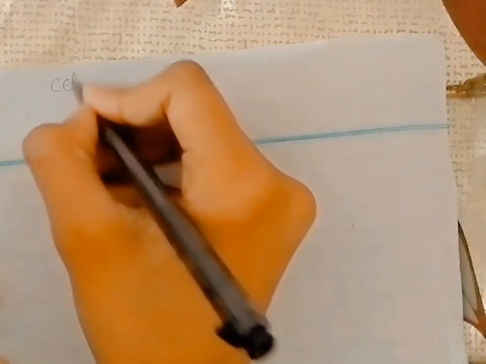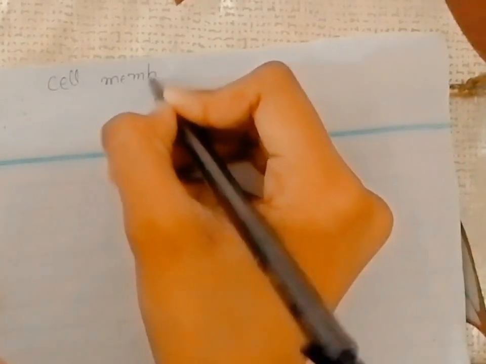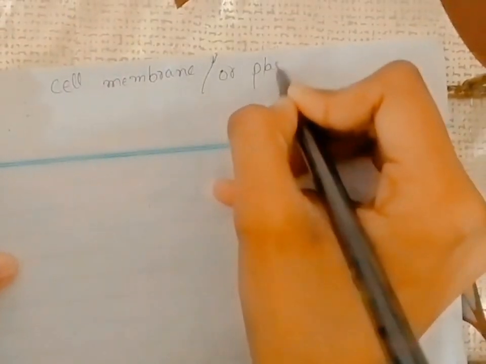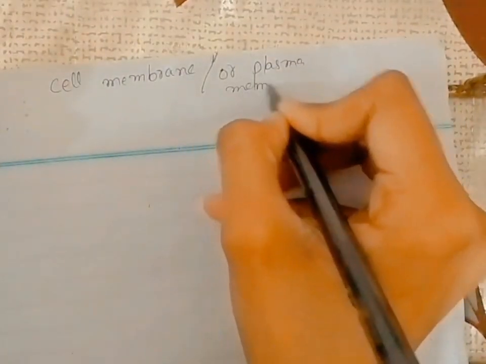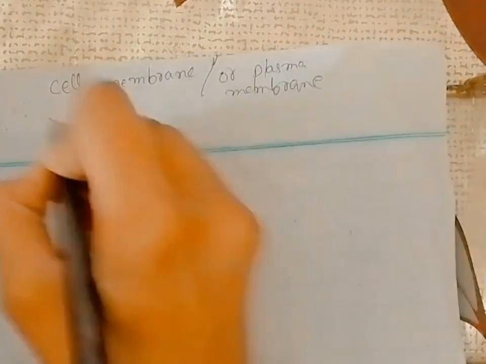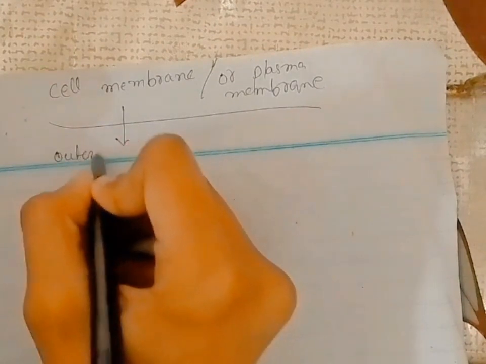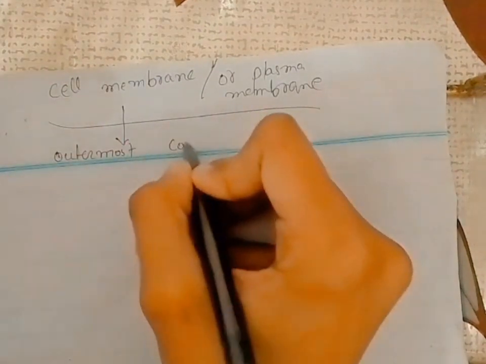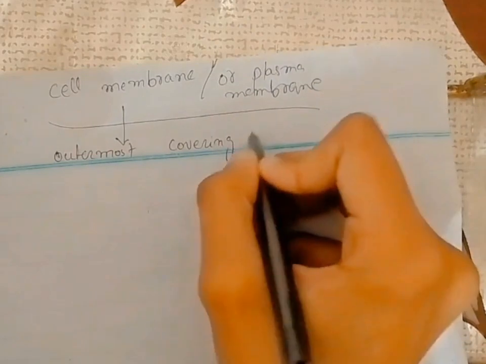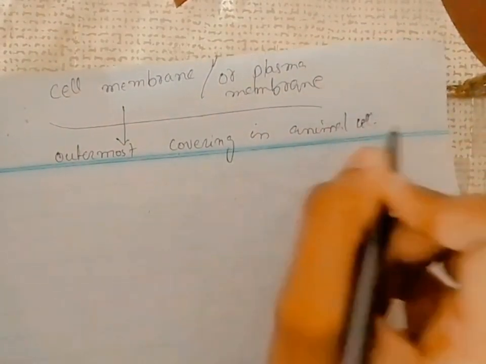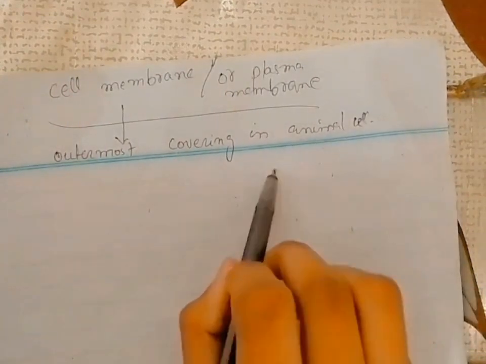Our topic is the cell membrane, or the plasma membrane. The cell membrane is basically the outermost covering in the animal cell.